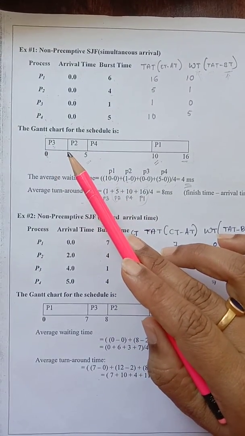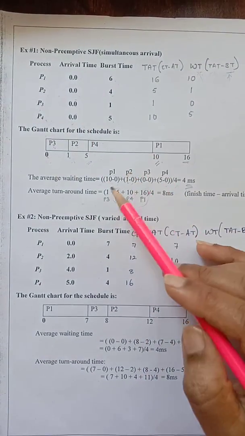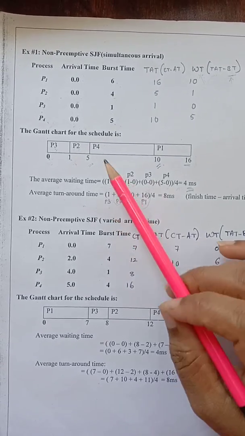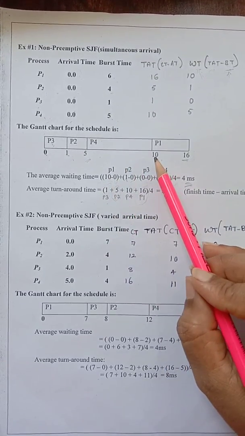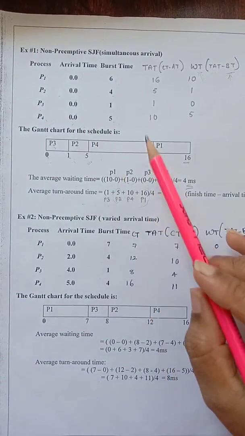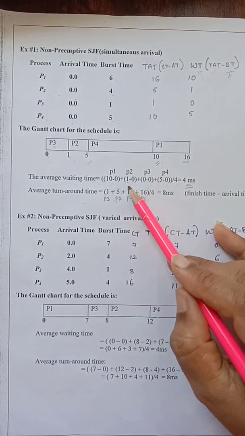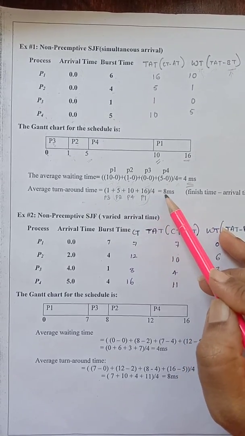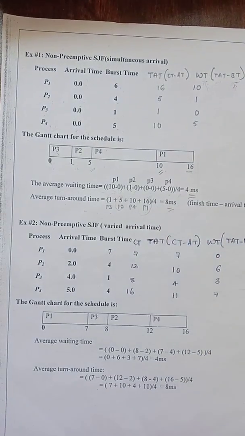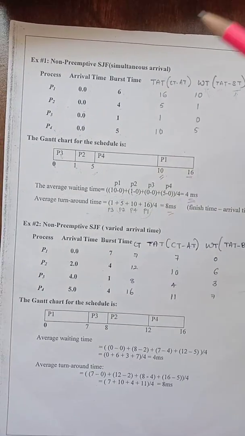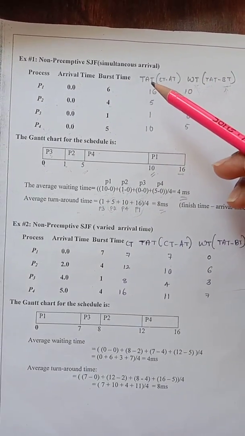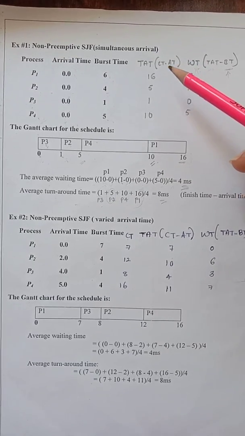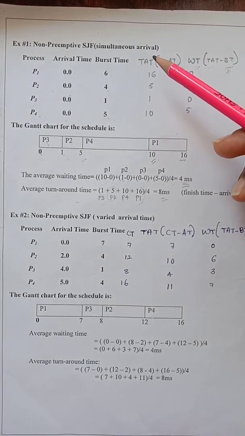The next is P3, which completed at 1 and arrived at 0, so 1 minus 0 for P3. Next, P4 completed at 10 and arrived at 0, so 10 minus 0 gives the turnaround time of P4. Divided by 4, that will give you the average turnaround time. You can also substitute this formula here: TAT is the completion time minus the arrival time.